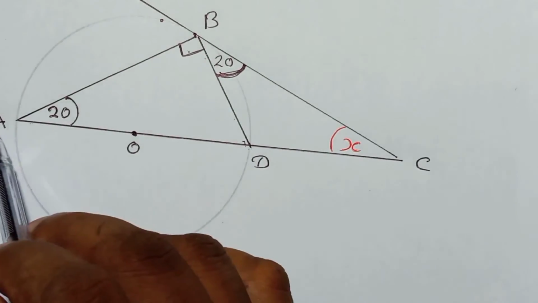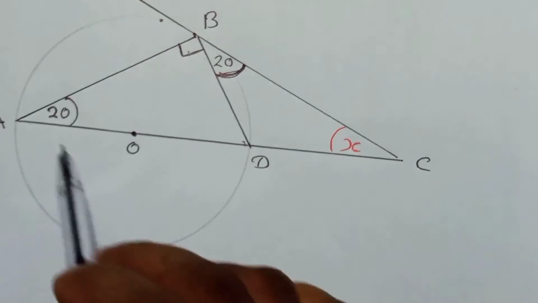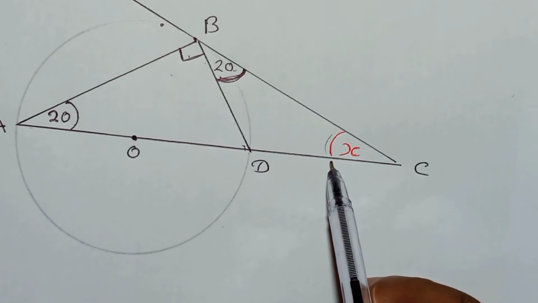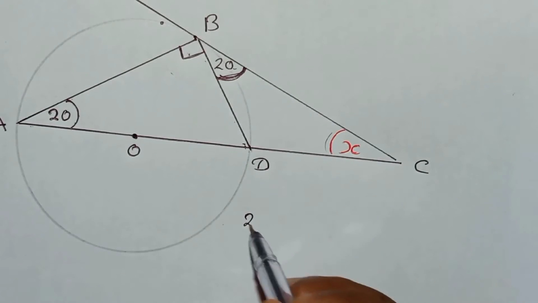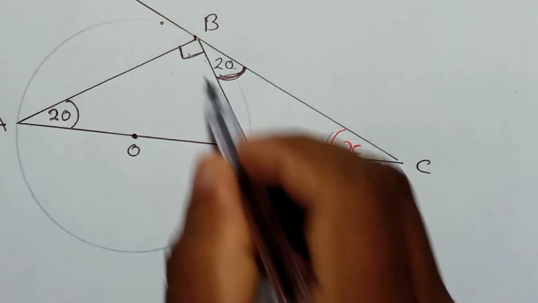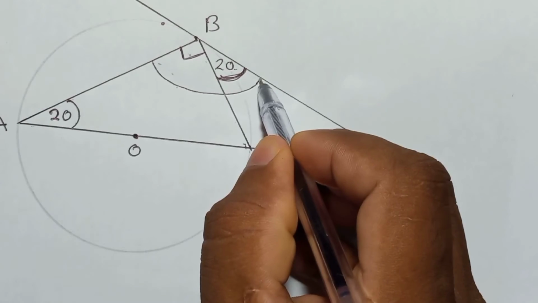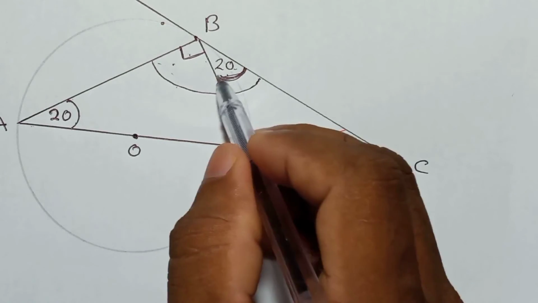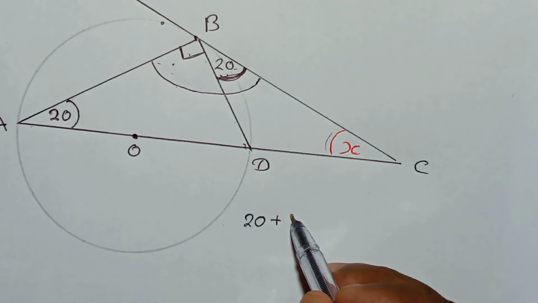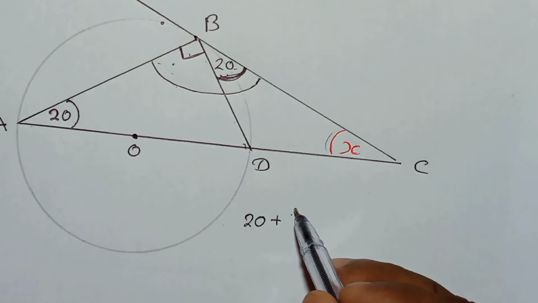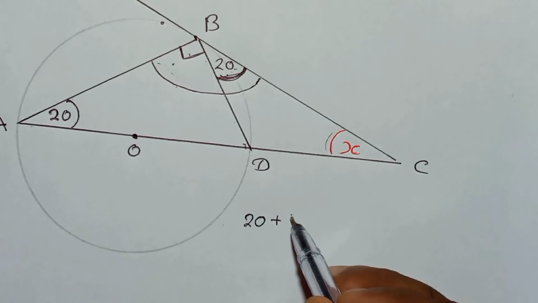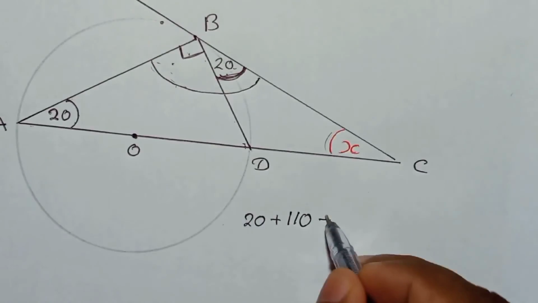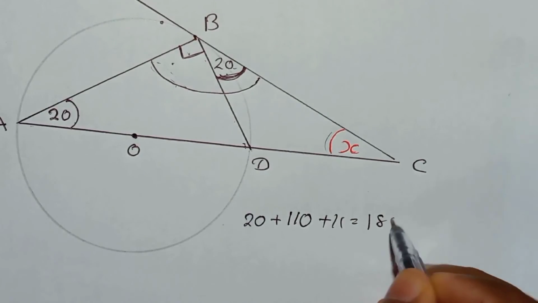But if you consider triangle ABC, this angle plus this should be 180. So you can write 20 plus this complete angle. This one means 90 plus 20 now. This big one, this part is 90, this part is 20. So you can write 90 plus 20, which should be 110. Okay, I will write together: this one 110 plus x should be 180, right?